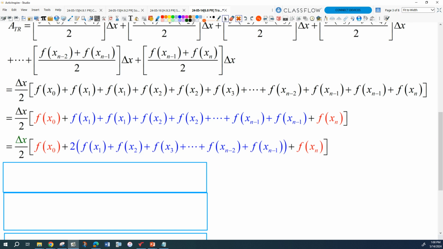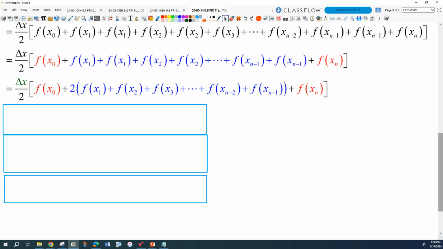And so we could just combine these into pairs. Instead of saying f of x sub 1 plus f of x sub 1, that's just 2 times f of x sub 1, 2 times f of x sub 2. And if I factor a 2 out of each of those pairs, I get 2 times that interior sum. The interior sum is doubled. The first and the last term are not. So this looks like a really good opportunity for us to use sigma notation and take advantage of our technology's ability to sum stuff.